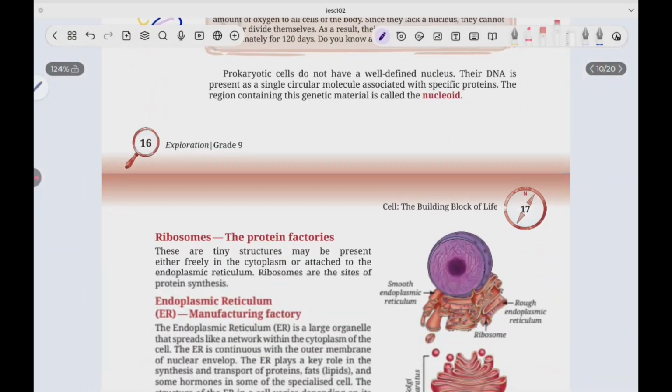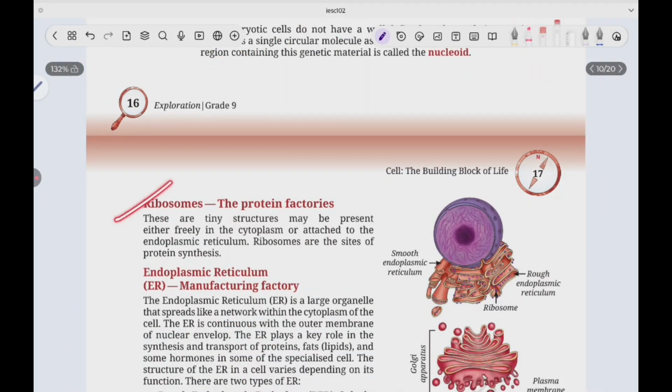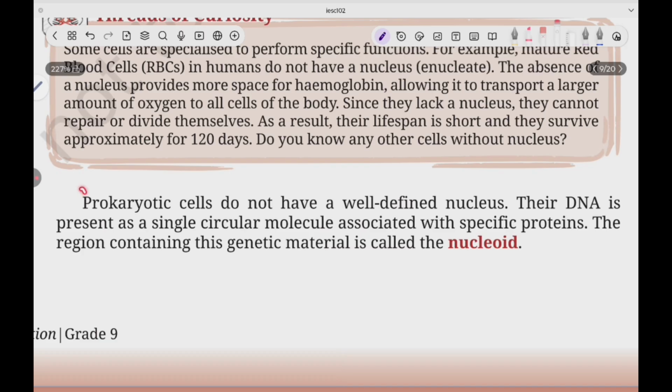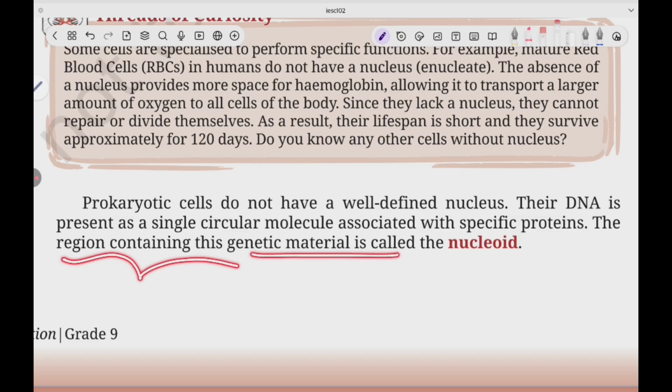Now prokaryotic cells, we are going to do this alone. In the next video we will learn about ribosomes, the protein factories. Prokaryotic cells do not have a well-defined nucleus. Their DNA is present in a single circular molecule associated with specific proteins, and the region containing this genetic material is called the nucleoid. They don't have a nucleus, right?